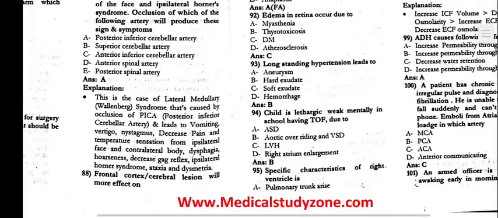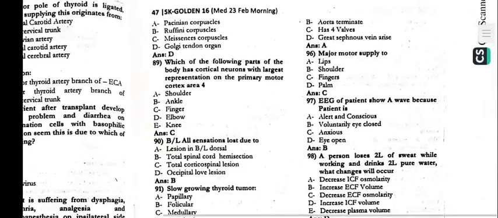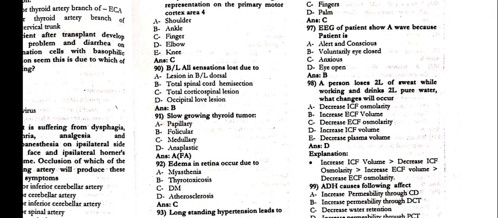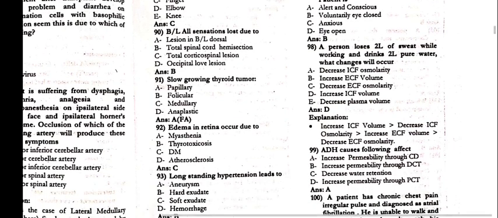Next, 88, the frontal cortex lesion will more likely affect the Golgi tendon organ. 89, which of the following parts of the body has the cortical neurons with the largest representation in the primary motor cortex, area number 4? That is the finger. 90, the bilateral all sensation lost is due to total spinal cord hemisection.